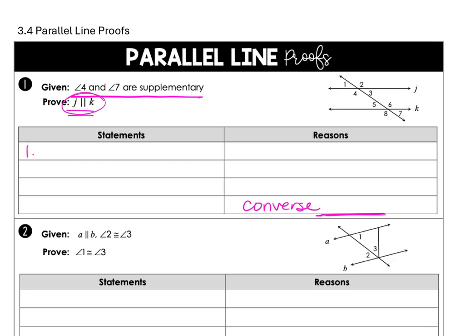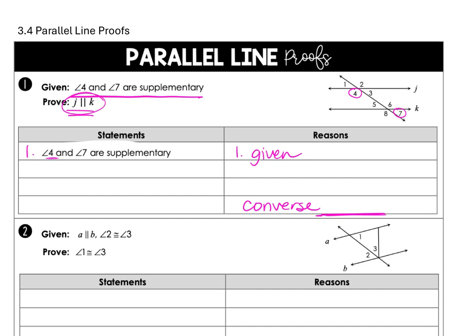So step 1, always the given. You are welcome to just put a circle around yours right now and draw an arrow to that first spot since you can't copy and paste right now. If you want to write it out, you're welcome to write it out too. The reason for that? For that first step, what's your reason? Given. Okay, so it's telling us that 4 and 7 are supplementary.